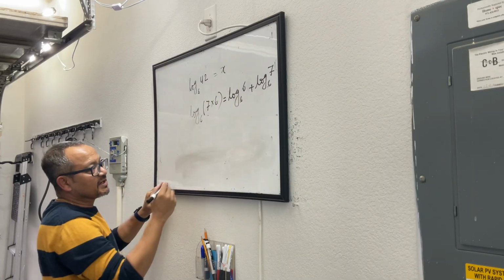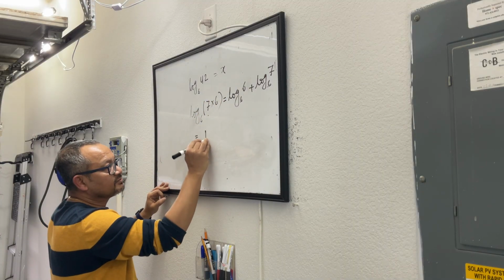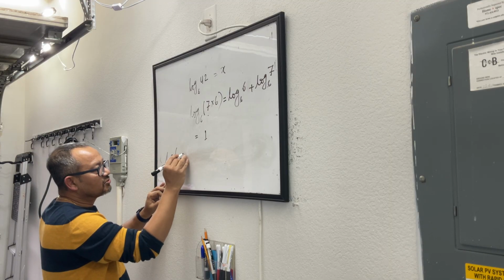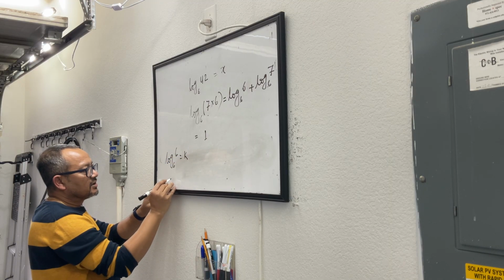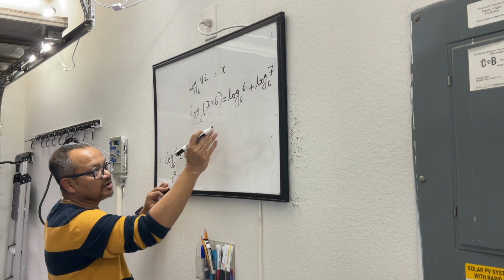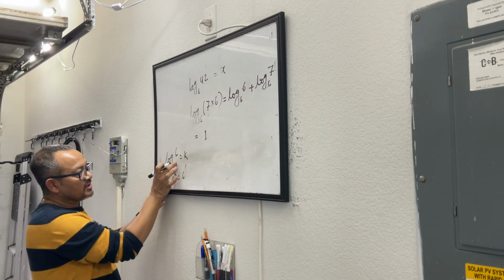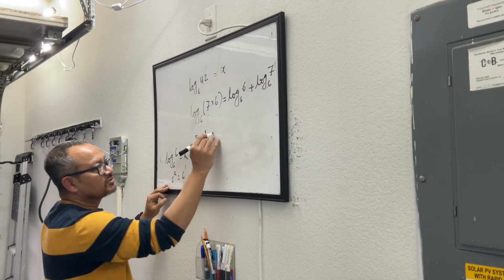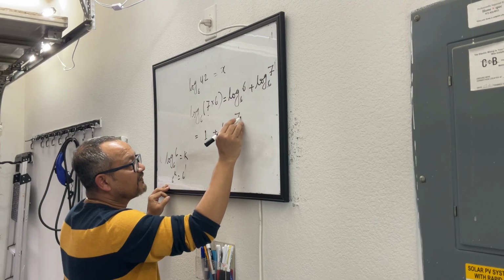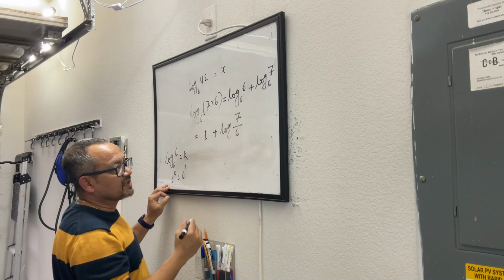Log of 6 base 6 is going to give you nothing but 1. Why? Because if log of 6 base 6 is equal to k, then 6 to the power k equals 6, which is 6 to the power 1, so k is 1. So I got 1 plus log of 7 base 6.